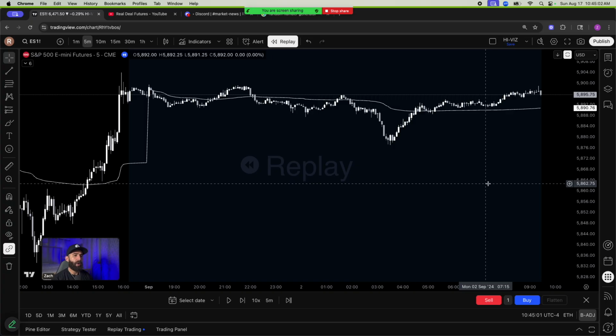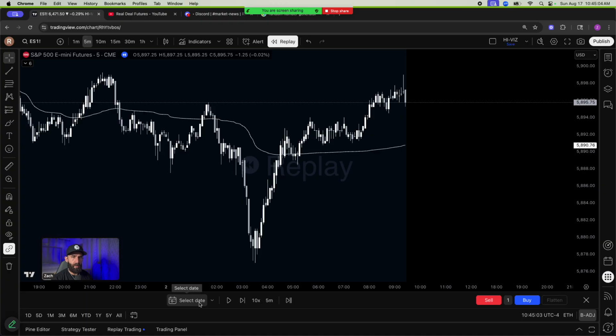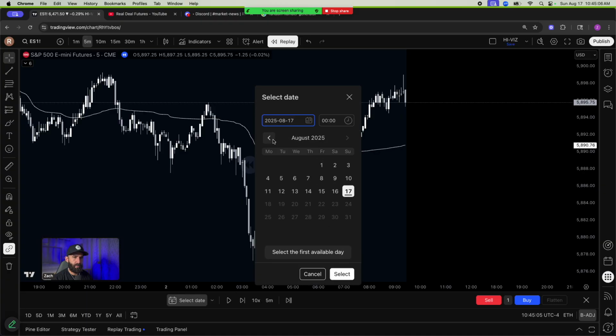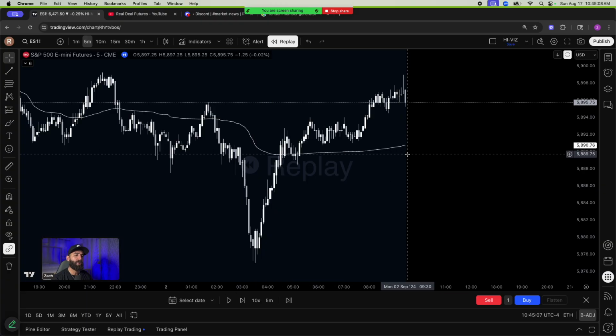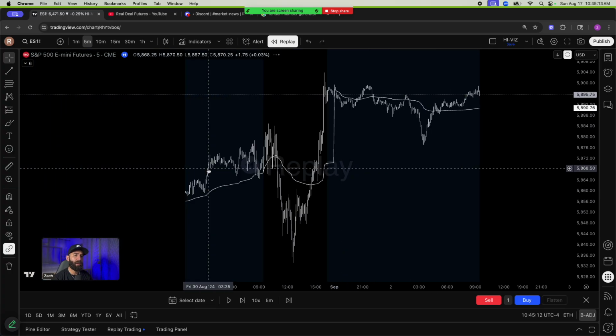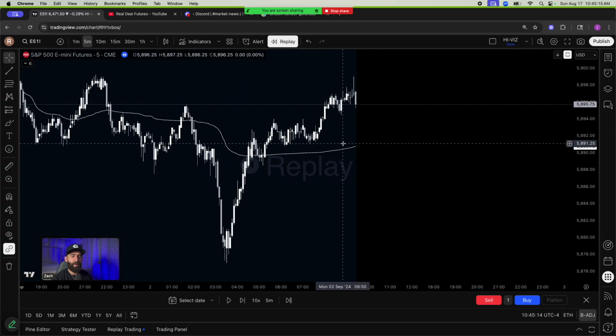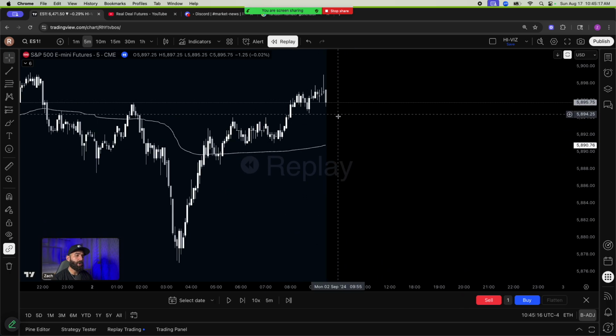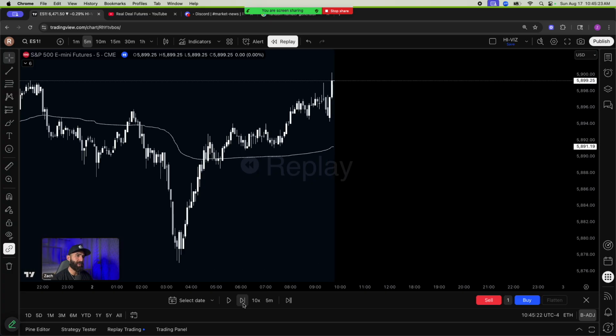Okay, so we selected the correct date? Yep, we are at 9:30 on Monday, September 2nd. Random backtest starting off. So how are we looking on this one? We are opening up above VWAP. We are going to look for a pullback down towards VWAP on the 5-minute chart, and a bullish candle to close above VWAP. Let's see what we get.